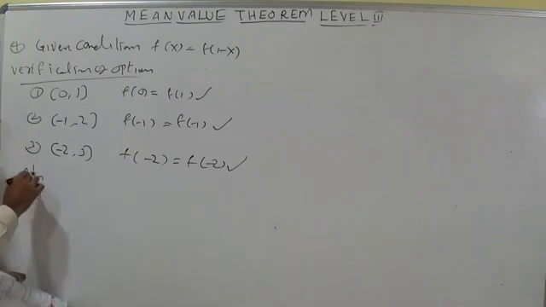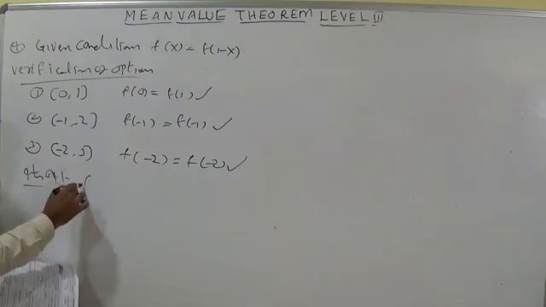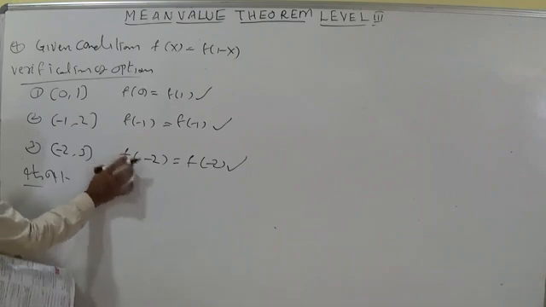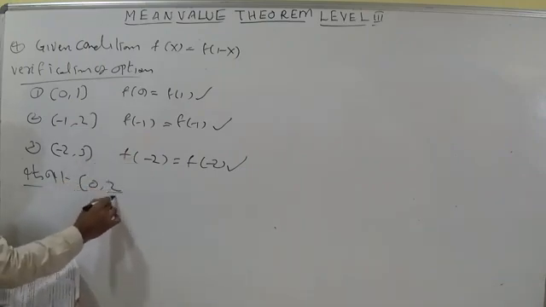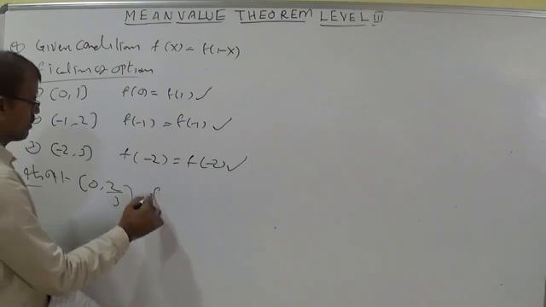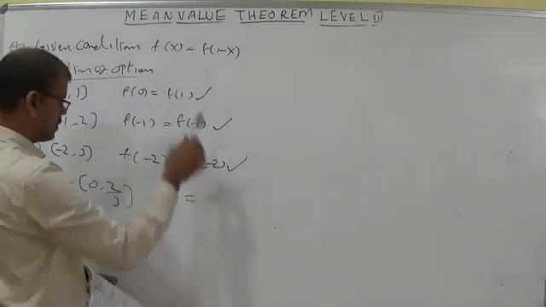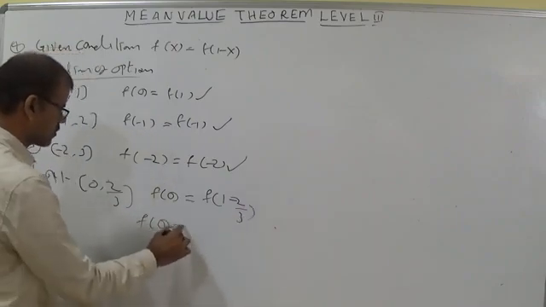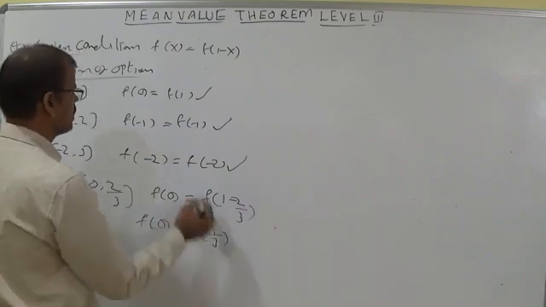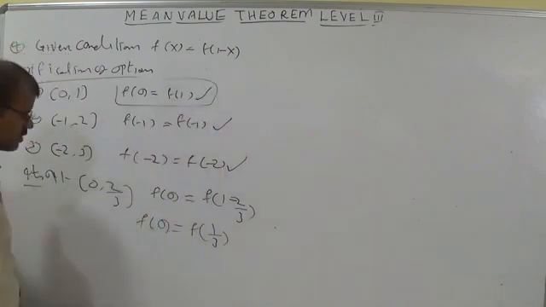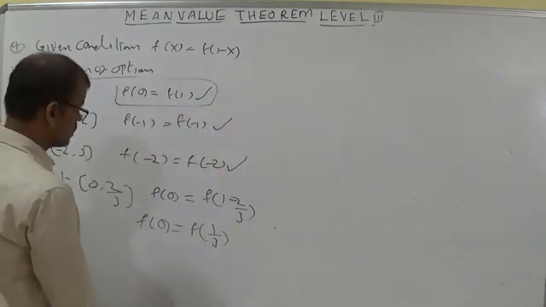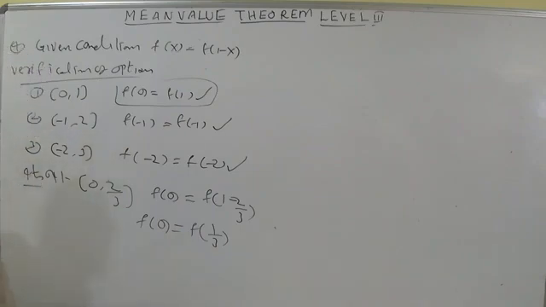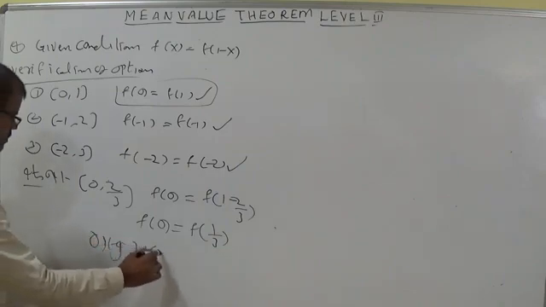But the fourth option, maybe this one. Fourth option given as 0, 2 by 3. The value f of 0 is equal to f of 1 minus 2 by 3. f of 0 is equal to f of 1 by 3. Here we got f of 0 is equal to f of 1, and f of 0 is equal to f of 1 by 3. So it is not possible according to 1 minus x. So option 4 is the correct option. Option 4 is correct.